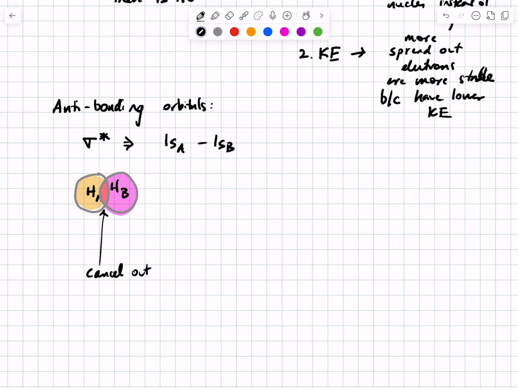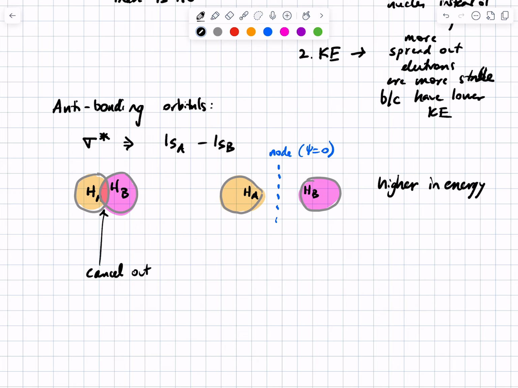That's destructive interference. And in fact, if we draw what this sigma star antibonding orbital looks like, there is a node, or a place where the wave function equals 0, in between the two nuclei. Just as we saw with our standing wave examples last time, a wave function that has nodes in it is always higher in energy than a wave function that does not have nodes in it. So we'll see that the sigma star antibonding orbital is higher in energy than the 1s atomic orbitals that we started with.